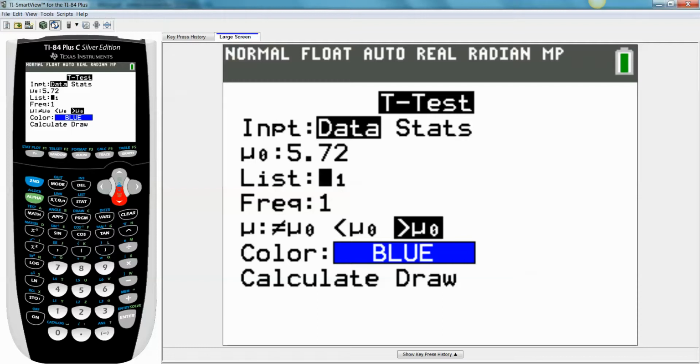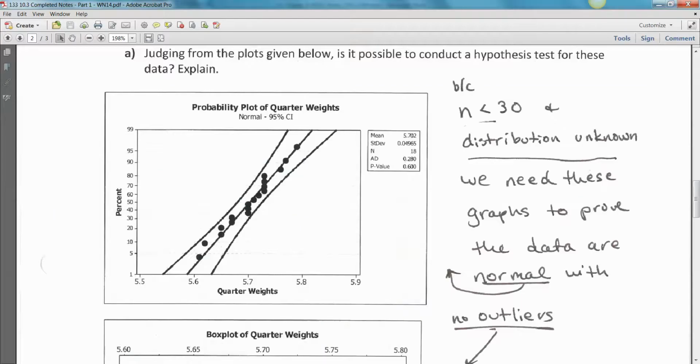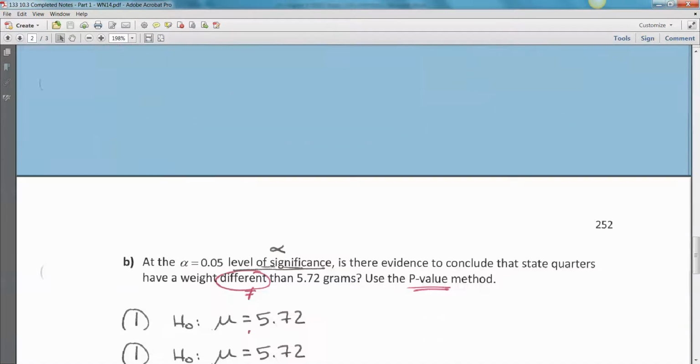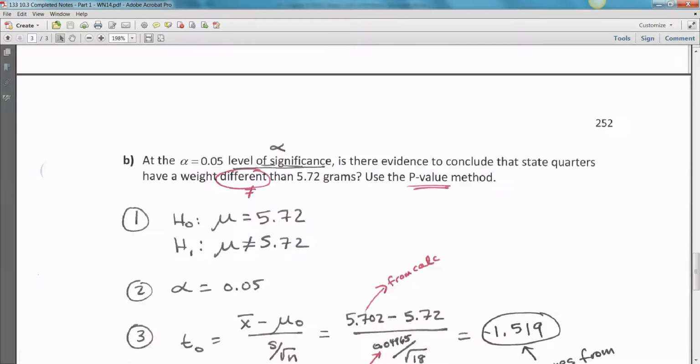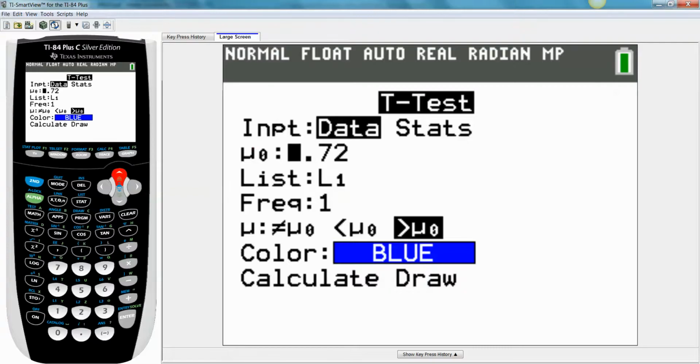And then mu0, the 0 comes from your null hypothesis. So when you look at your null hypothesis, there we go. We can see the null hypothesis that we assume is 5.72. We assume the mean weight is still 5.72 grams, unless we can prove otherwise. All right, so 5.72. Our data list is L1. That's where we typed in our numbers. Frequency always leave as 1.